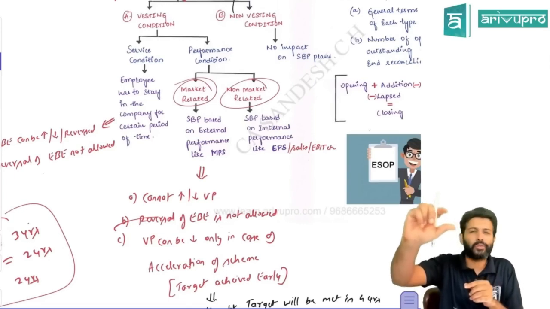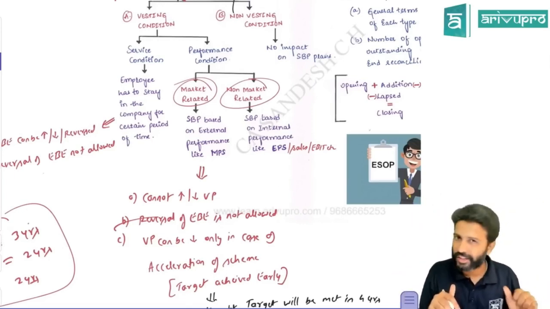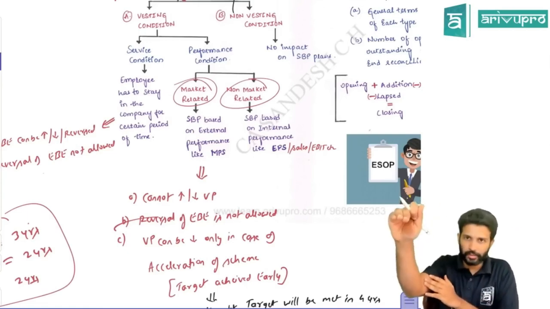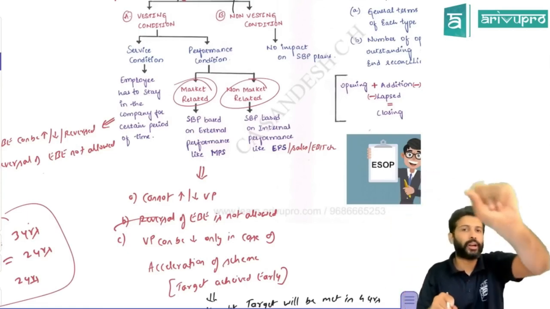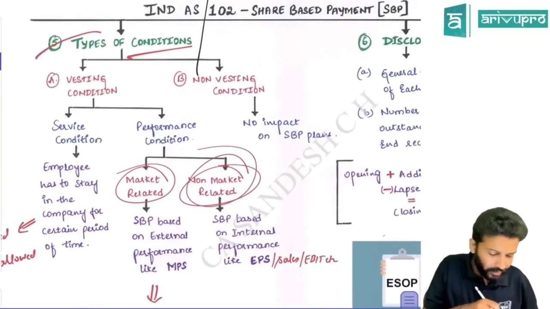Because when you find out the fair value of the option, all these factors will be considered. Hence, reversal of employment benefit expenditure will not be allowed in these cases, because in the fair value of options we are finding, we keep this into consideration and accordingly find out the fair value. Okay. All right.